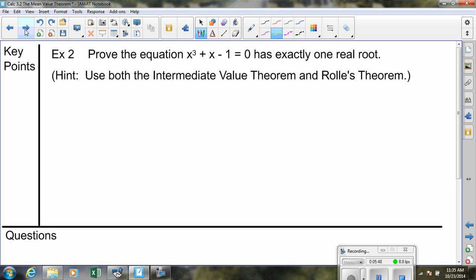Okay, so this one, getting back to some algebra: prove that the equation x cubed plus x minus 1 has exactly one real root.